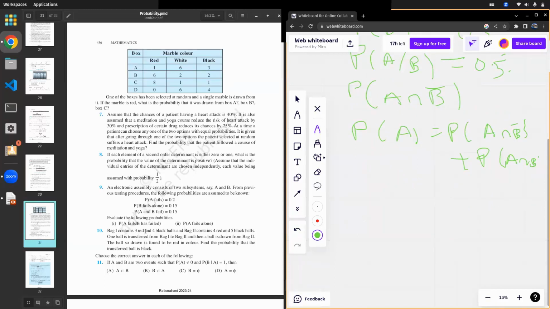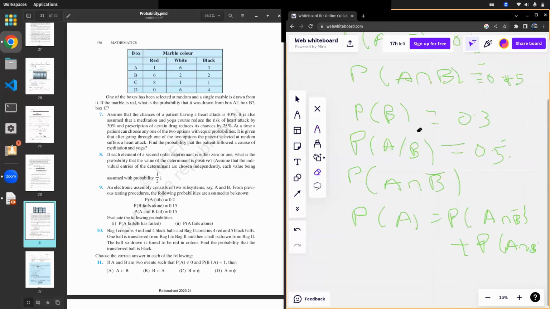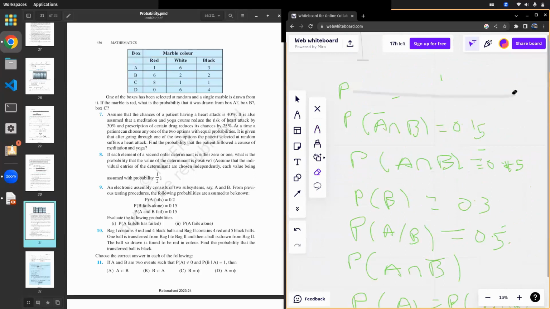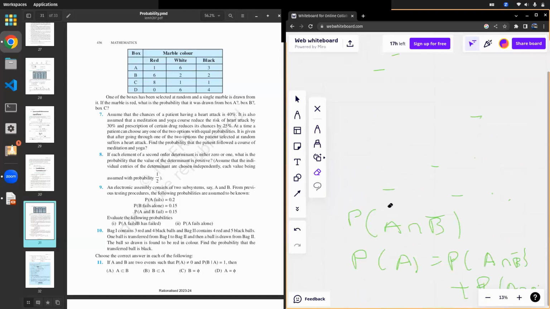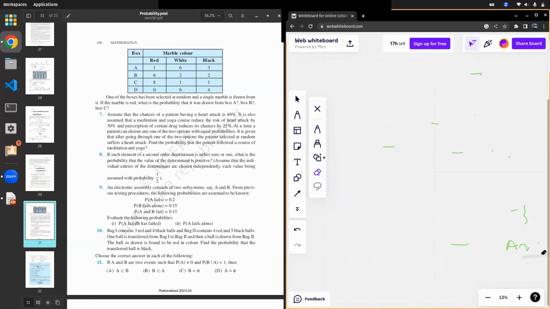So we go to the next question. Bag 1 contains 3 red and 4 black balls. Bag 2 contains 4 red and 5 black balls. One ball is transferred from bag 1 to bag 2. Then a ball is drawn from bag 2. The ball is found to be red in color. Find the probability that the transferred ball is black.